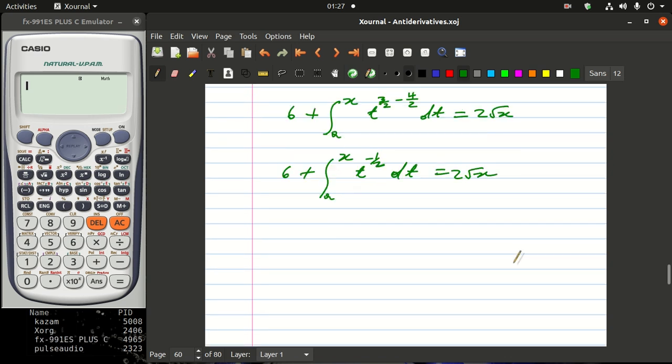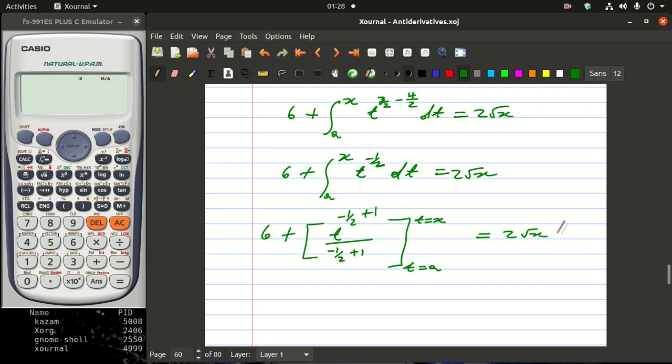And if you look carefully on this, you can still have your 6 plus, and then this part here is going to be very nice. The particular antiderivative of this is going to be t to the minus 1 over 2. You need to add a 1 and then divide this by the new exponent plus 1. And then of course we want to evaluate this when t is equal to a and when t is equal to x, and this whole thing is equal to 2 root x.